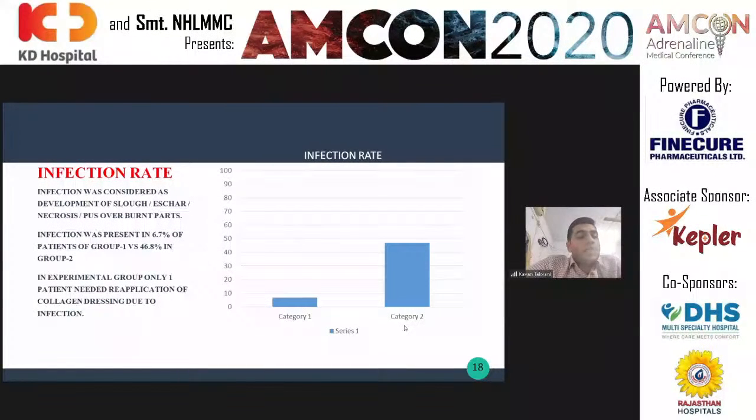Infection rate was considered as development of slough, eschar, necrosis, or pus over the burnt part. Infection was present in 6.7% of the patients in the collagen group, while it was 46.8% in the SSD group. In the experimental group where collagen was applied, only one patient needed reapplication of the collagen dressing due to infection.